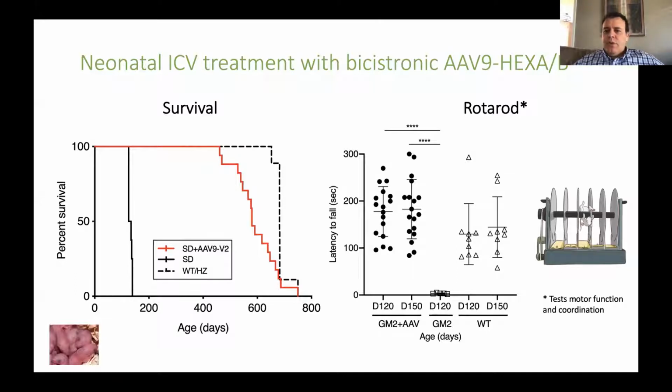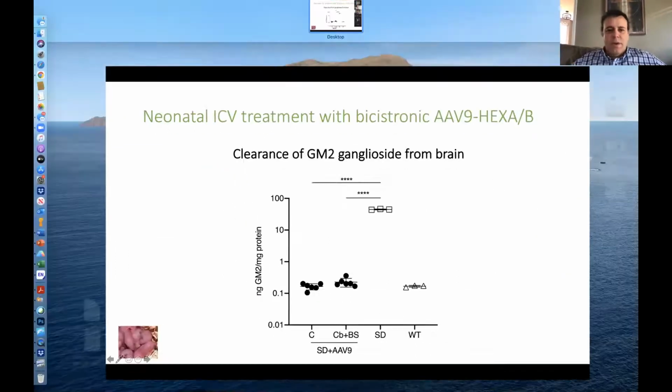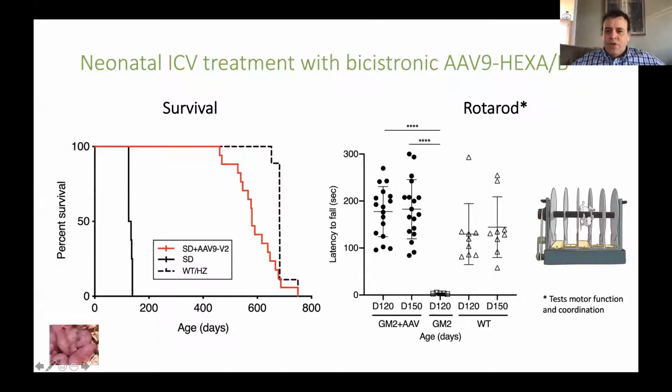So one of the tests that we do to test motor function and coordination is this rotarod. It's a rotating dowel. You can see a little cartoon over here of a poor mouse hanging for dear life. And so we test them. This is a simple test. Actually, it's not painful for them. And they just run along until they can't any longer run and they fall off.